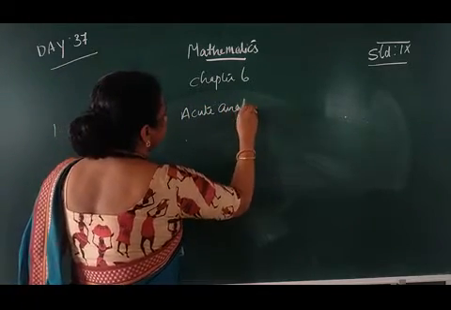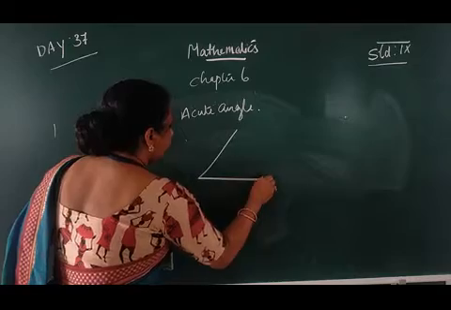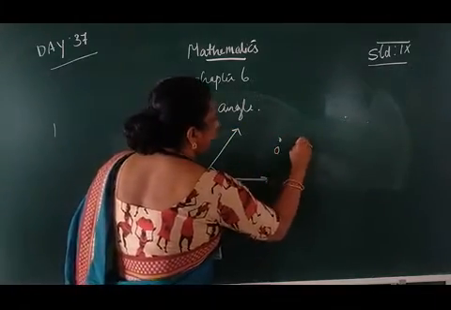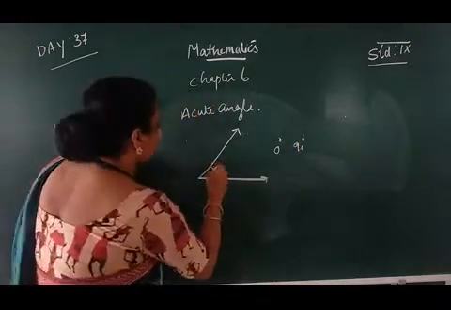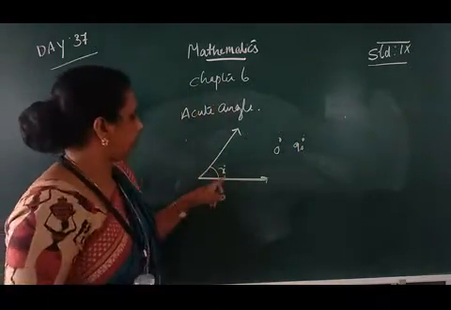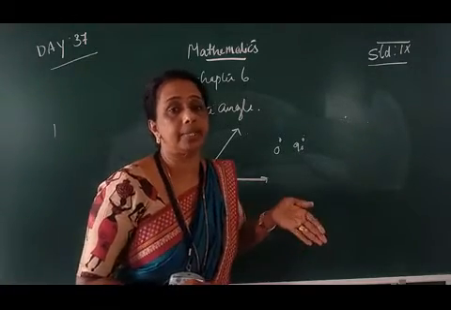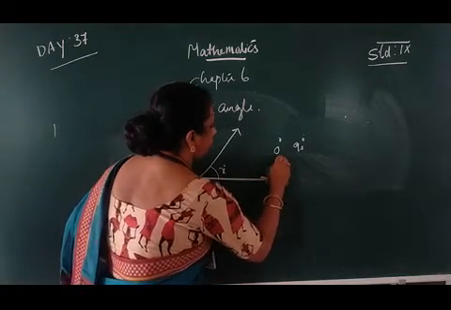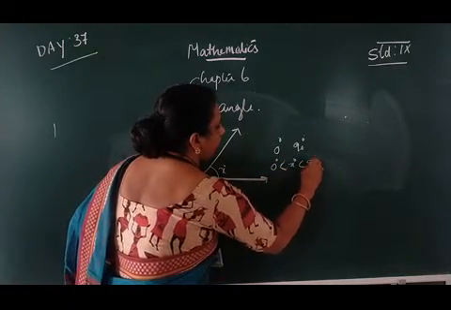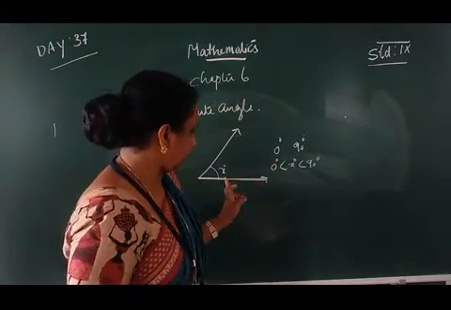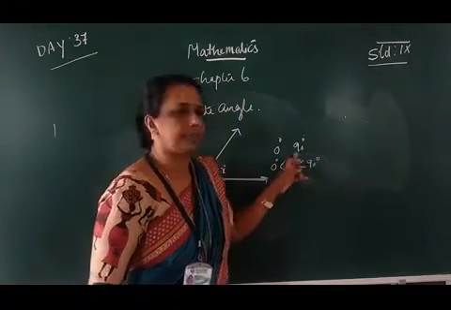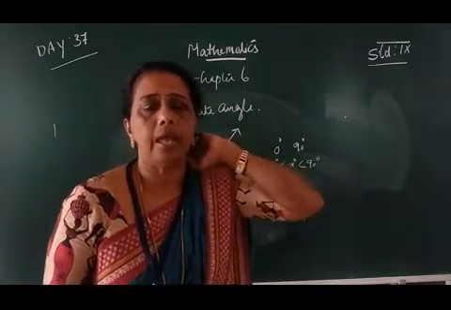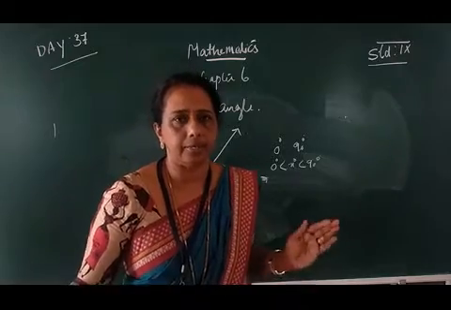Acute angle. That is, the measurement of the angle is between 0 degree and 90 degree. It is called this angle, I have represented by x degree. The measurement of this angle is greater than 0 degree but less than 90 degree. That type of angle is called an acute angle because the measurement of this angle is greater than 0 degree but less than 90 degree. The measurement of the acute angle lies between 0 degree and 90 degree.